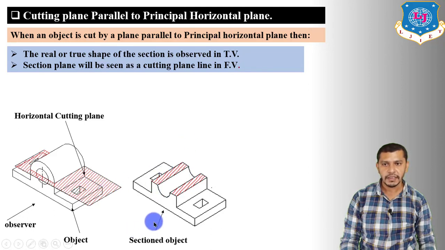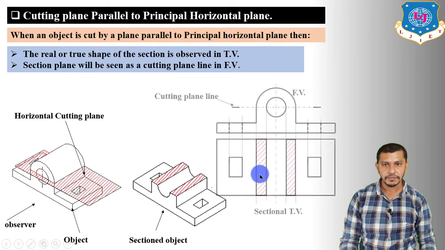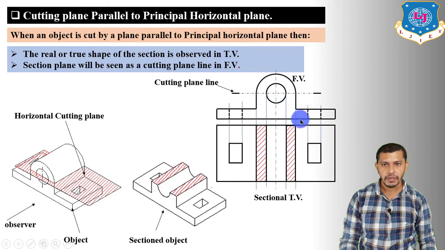So we will get the section in the top view, that means true shape of the section will be in the top view, and we will draw the cutting plane line in the front view, and front view will remain as it is. So this will be the front view in which we have to show the cutting plane line over here, and the true shape of the section will be in the top view.